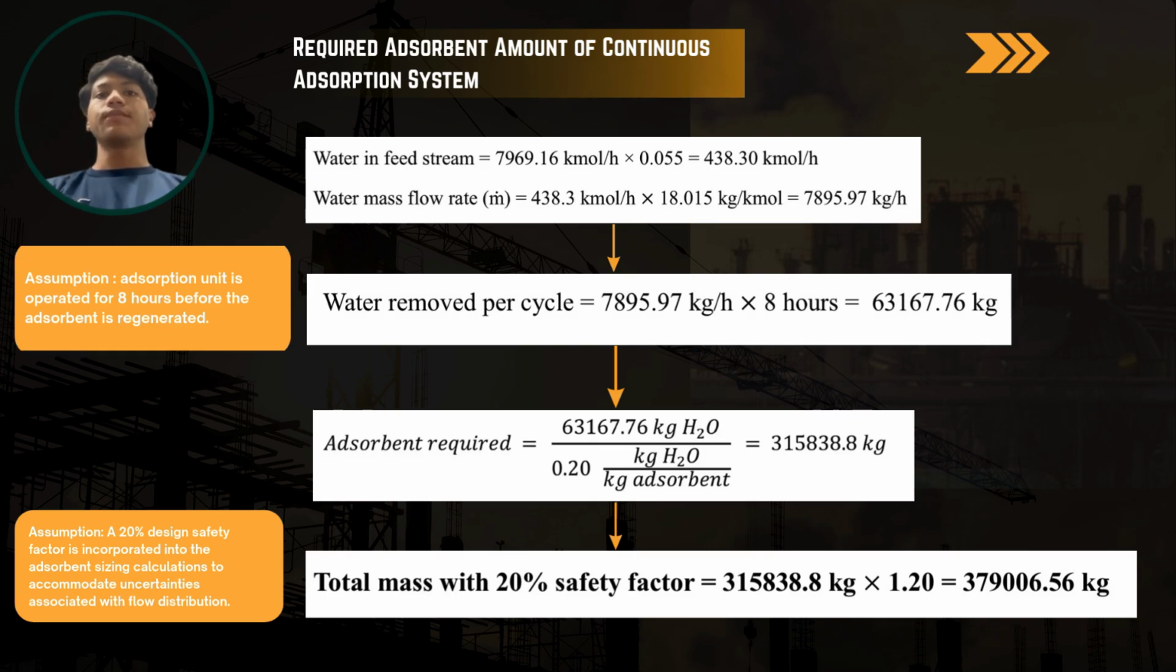315,838.8 kg. So the final step in this slide is to calculate the total mass with a safety factor, which is 20%. For the adsorbent required, we just multiply it by 100% plus 20%, which is 1.2, and we get the final answer, which is 379,006.56 kg.